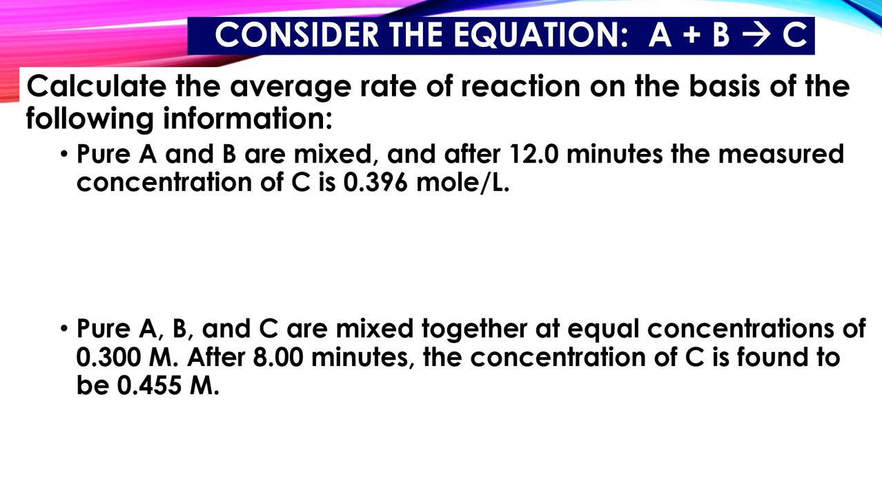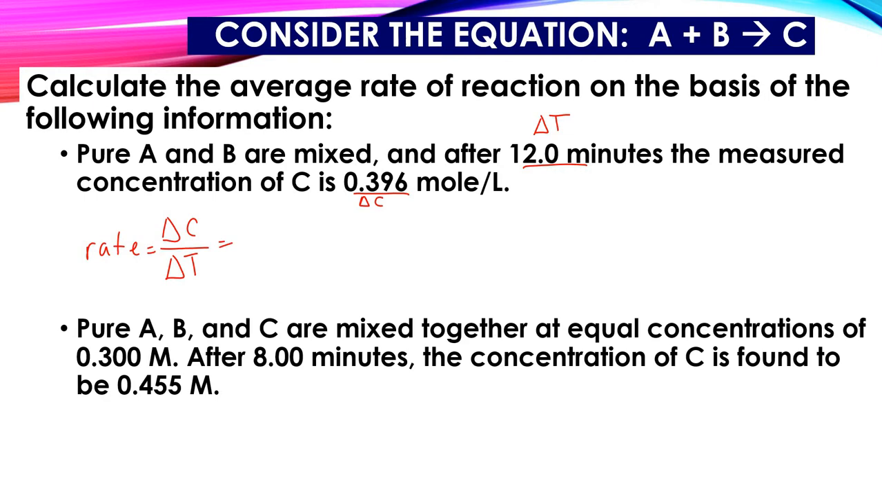A and B are mixed. After 12 minutes, what's that? My change in time. The measured concentration of C, remember we didn't have any product to start with, is this. So what is this? My change in concentration. I'm just going to call it C. What is triangle? Delta means change. Remember, my rate is going to equal my change in concentration over my change in time.